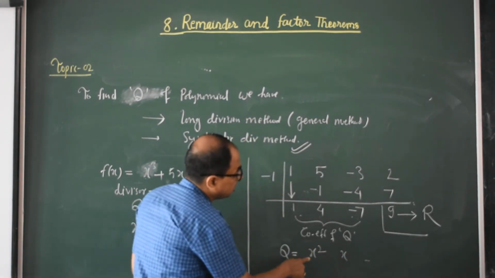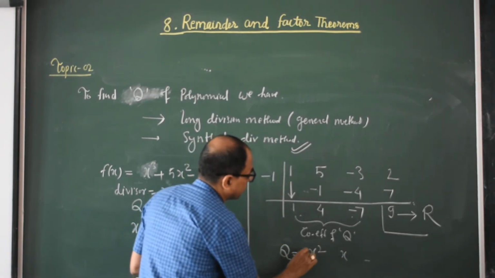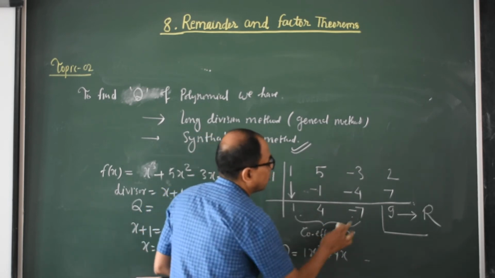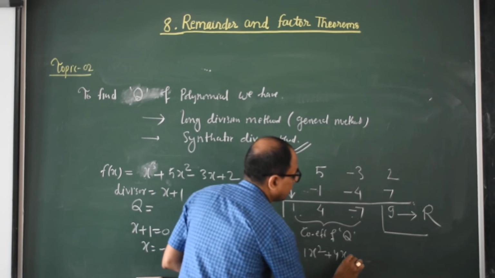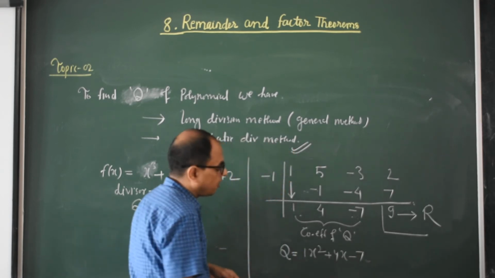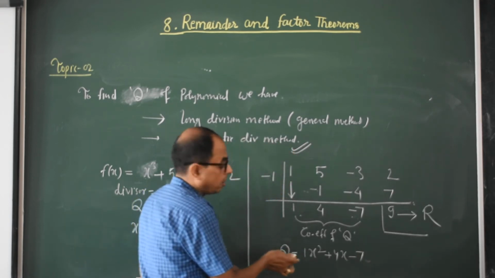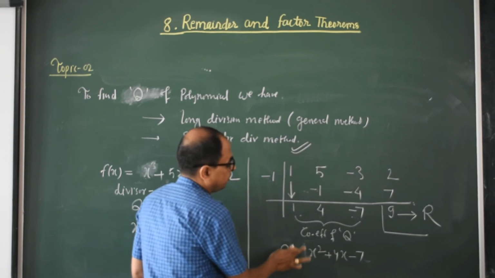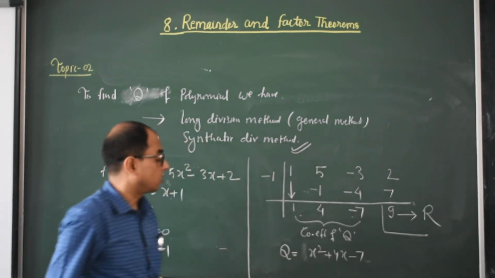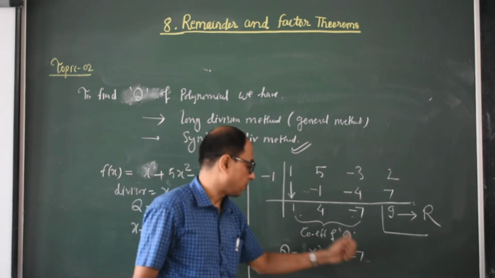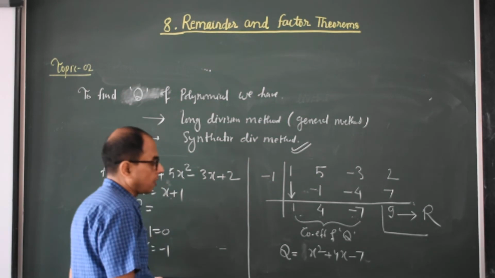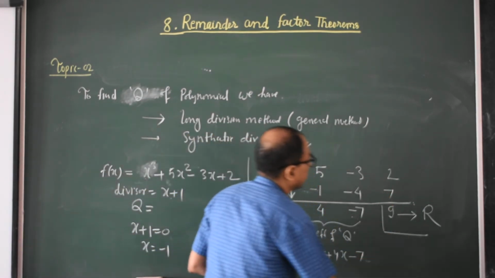So what is the coefficient of x square? It is 1. What is the coefficient of x? 4. And the constant will be -7. But it is not necessary to write the coefficient 1, so you can erase it. So x square plus 4x minus 7 will be the quotient. And this is the value of the remainder.